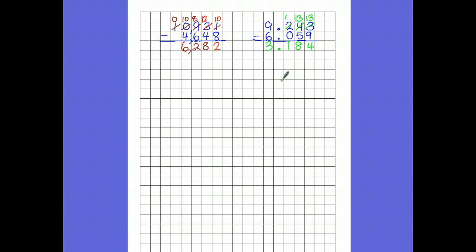The key thing is to make sure that your place value is lined up. It is easy to do with the graph paper that is provided, so please always show your work.